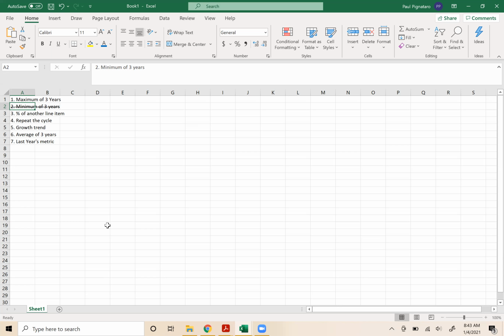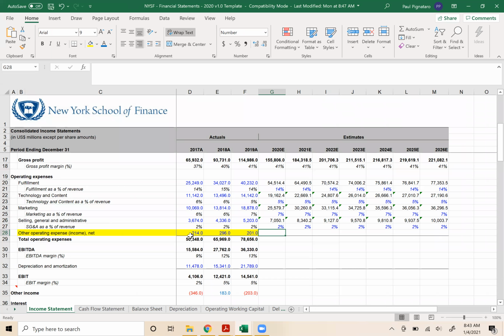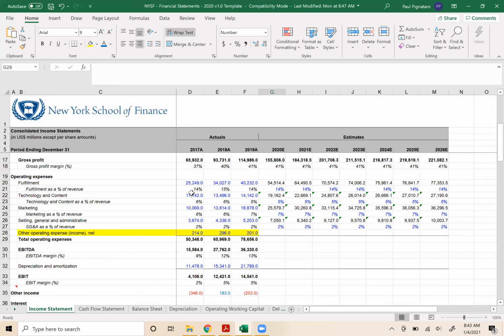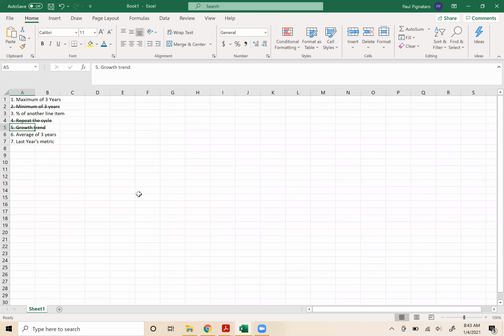Okay. Repeating the cycle isn't going to work here because this is not cyclical. Okay, it's going up a little bit. It's dropping significantly. If it was negative, positive, or if it was up, down, up, down, up, down, and I went back a few years and it was bouncing all over the place, growth trend doesn't make sense because there are no trends here. It's not steadily climbing or steadily reducing. You can see how I'm, even without really knowing what the line item is, slowly narrowing it down to possibilities.